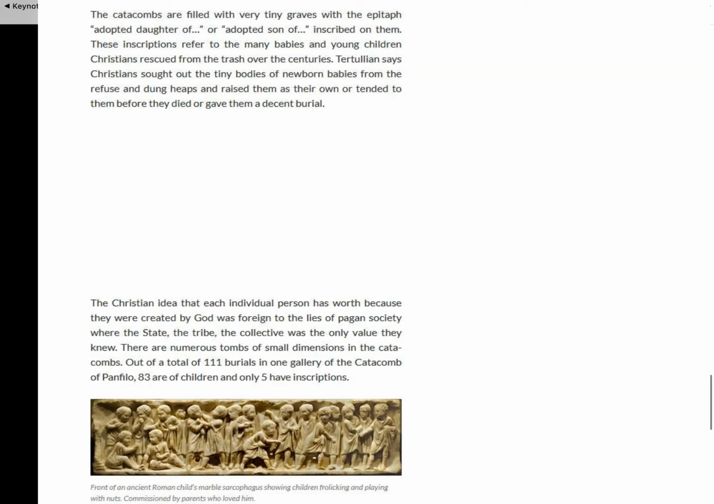Christians were like, nope, not on my watch. And they went out and they got these babies. And they raised them as their own. And if they died, they gave them a proper burial and loved them until the end. And so why did they do this? Because each individual has worth. You have worth because you were created by God. It was foreign to the lies of pagan society, where the state, the tribe, the collective was the only value that they knew. There are numerous tombs of small dimensions in these graves.